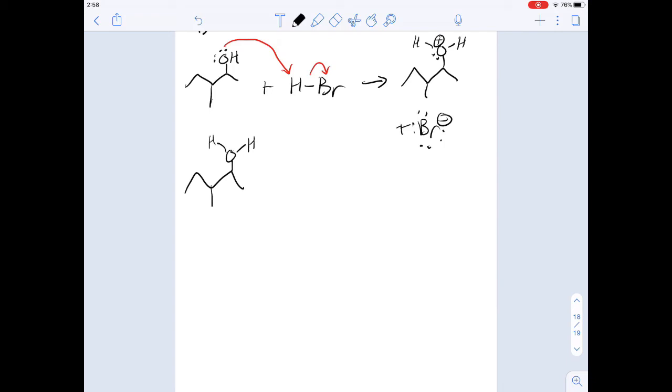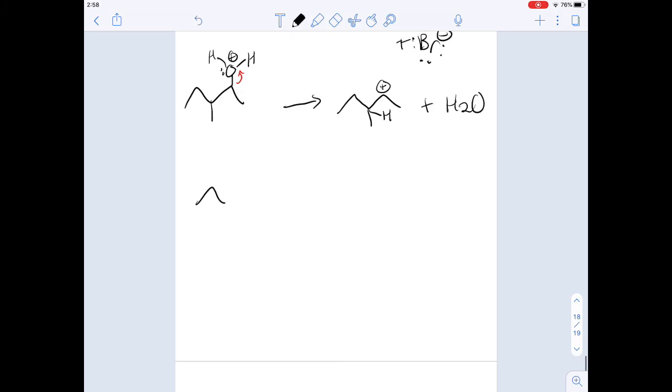Okay, so now we're going to have water leaving and the generation of your carbocation. In this case, we have the opportunity for a hydride shift to occur because we have a hydrogen here that would give you a more stable carbocation if it moved over. So that is going to be the next step.